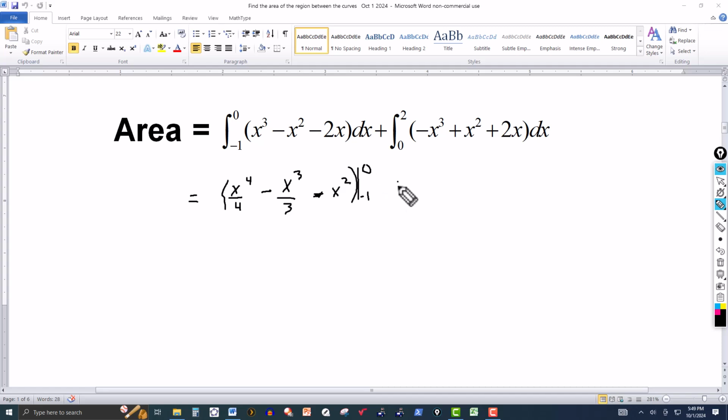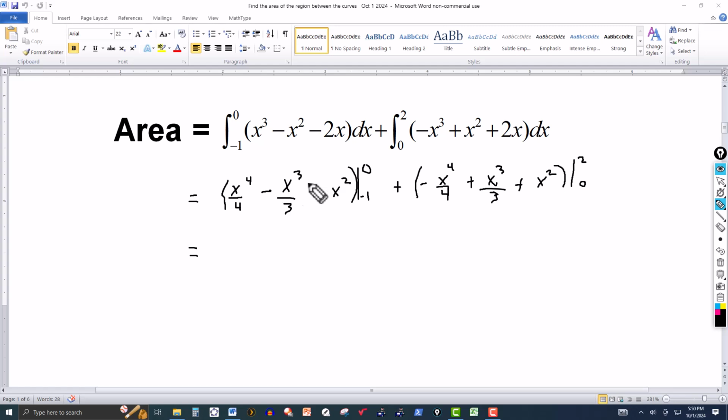And then it's going to be plus, same thing over here, add 1 to the 3, we get 4, and then divide. And to the x squared, add 1 to the exponent, gives me an x cubed, divide by 3 then. Then 2x again, add 1, we get x squared, and I divide by 2, the 2's cancel out, we get this. And then this is evaluated from 0 to 2.